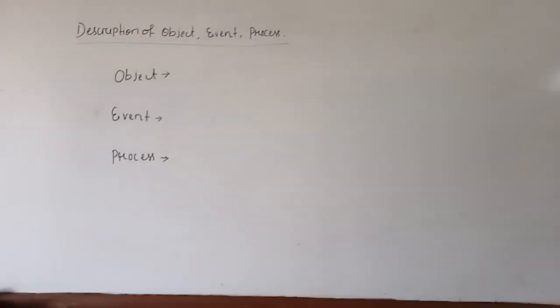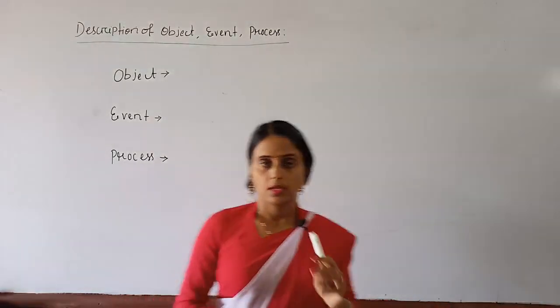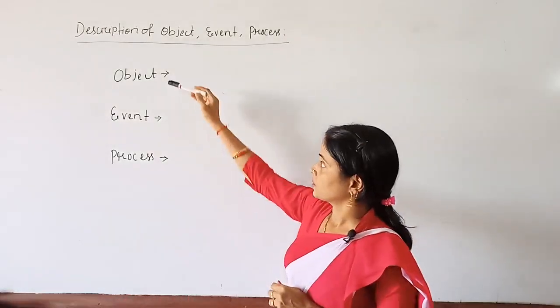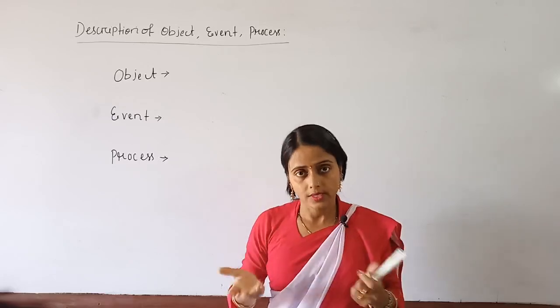Open your eyes. So now let's start today's topic. So dear students, today we are going to read description of object, event and process. Listen, there are three things. First one is object. Object means what? A particular thing we have to describe.